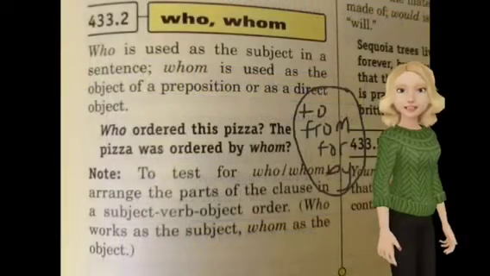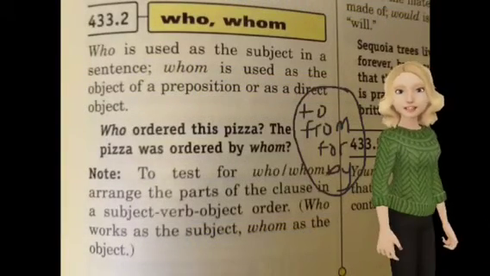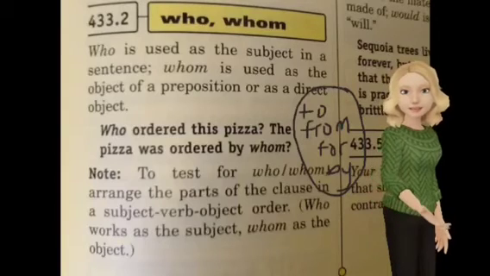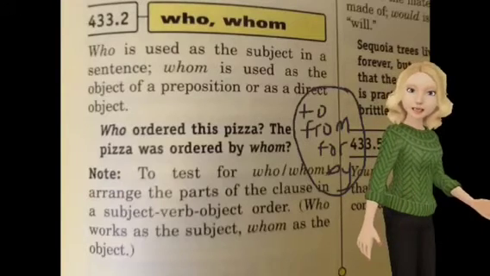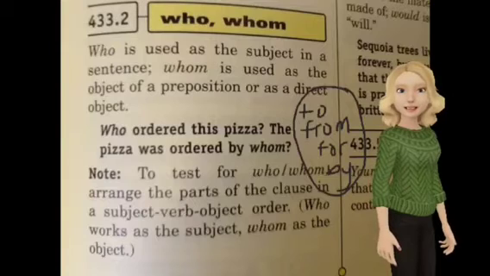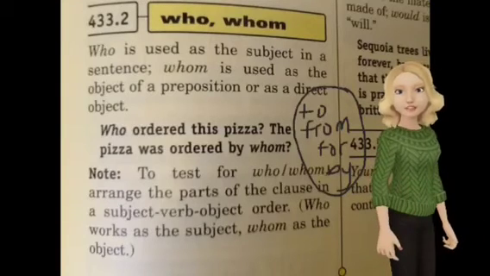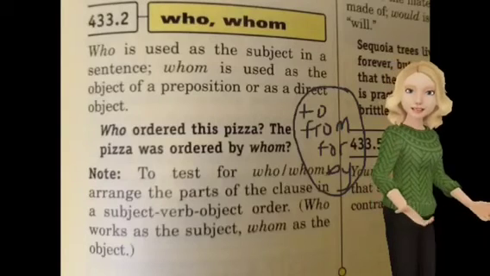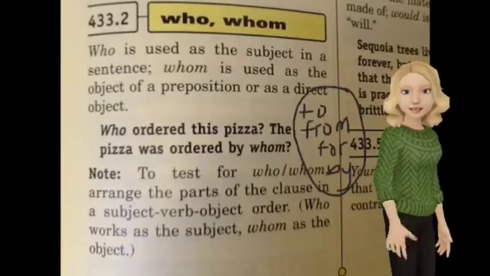The last commonly confused words we're going to talk about today are who and whom. Who is used as the subject in a sentence, so who ordered this pizza? Whom is used after a preposition. So for example, the pizza was ordered by whom. And prepositions are some of those words that are right next to me. To, from, for, by. So we might say the pizza was ordered for whom, or the pizza was from whom.